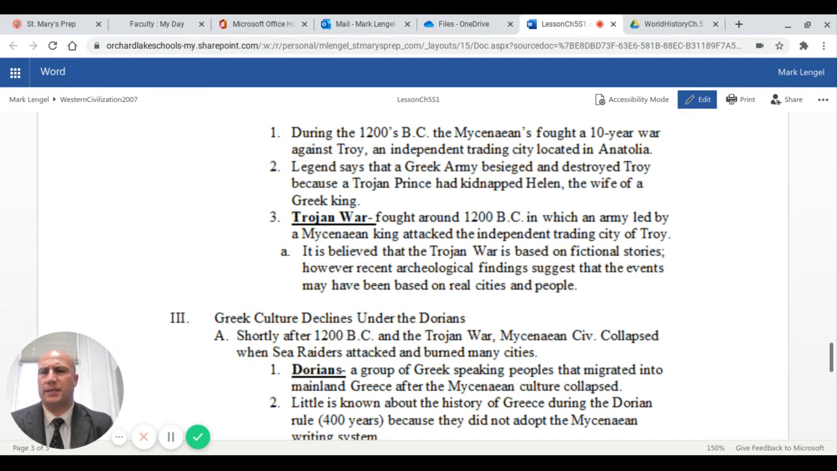The Trojan War, by tradition, was fought sometime around 1200 BC. It was led by a Mycenaean king who attacked the independent trading city of Troy. The Mycenaeans were victorious. One of the things that we have learned recently is that it's believed that the Trojan War is based on fictional stories, myths. However, there is some archaeological evidence in the recent past that suggests that some of the events talked about in the epic poem by Homer may have been based on real cities and people.